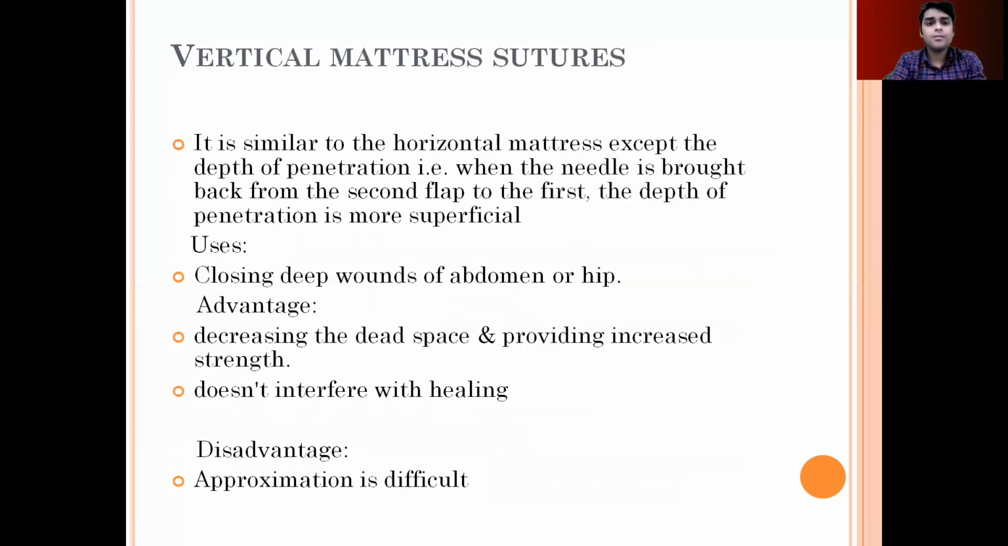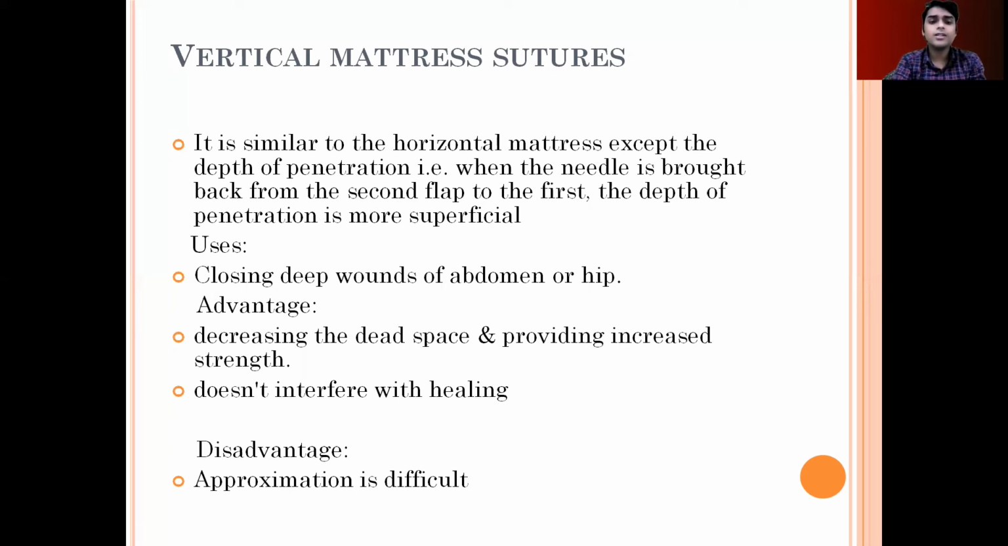Now the vertical mattress. It is similar to the horizontal mattress except for the depth of penetration, that is, when the needle is brought back from the second flap to the first, the depth of penetration is more superficial. It is used in closing deep wounds of the abdomen or hip. Advantages are that it decreases the dead space and provides increased strength. It doesn't interfere with healing.